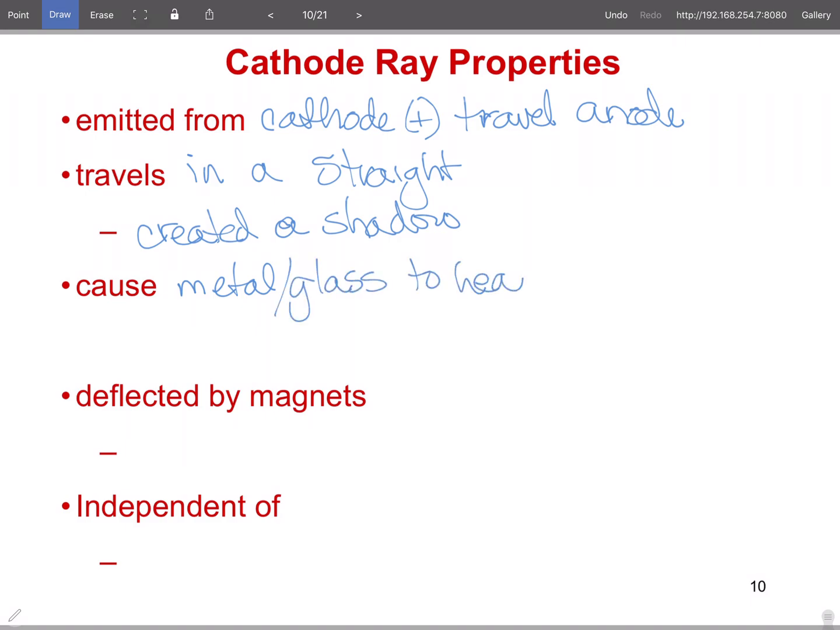So they knew that it was giving off a lot of energy. And they caused some of the gases to fluoresce. This is where we get fluorescent lights from. They were deflected by magnets. They were toward the positive. So in this case, the cathode.